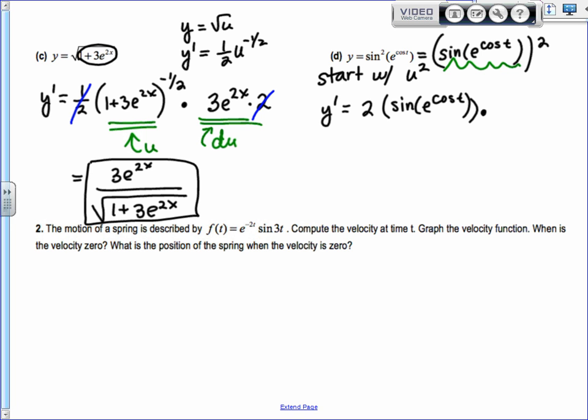So my du is going to be the derivative of sine of e to the cosine t. So that's in the form sine of something, sine u. So what's the derivative of sine u? Cosine u. So it's going to be cosine of that inner part, e to the cosine t. So now I need the derivative of the u for that part, right? Sine of u du. So now my u is here. So you're going to have e to the cosine t times negative sine of t. Ooh, that's a lot of chain rule.